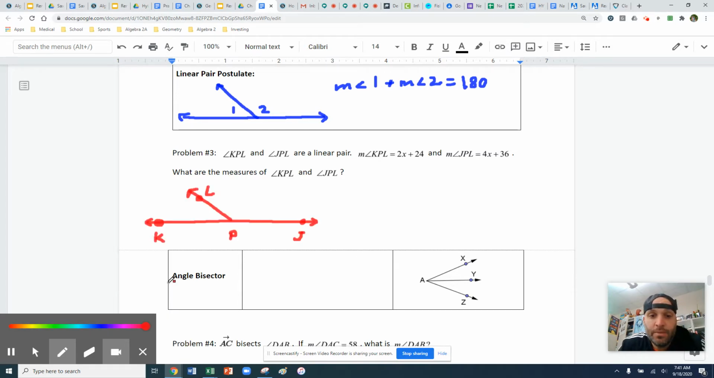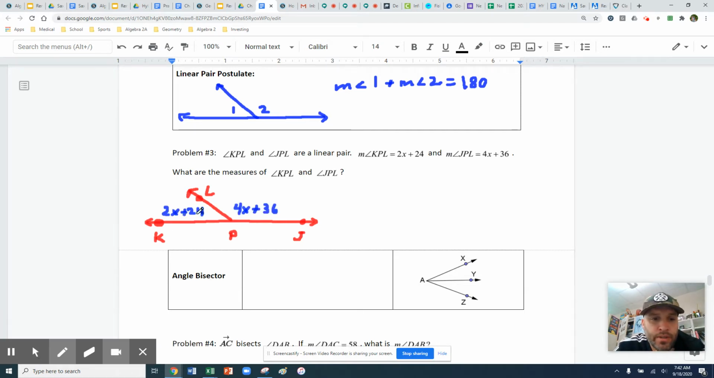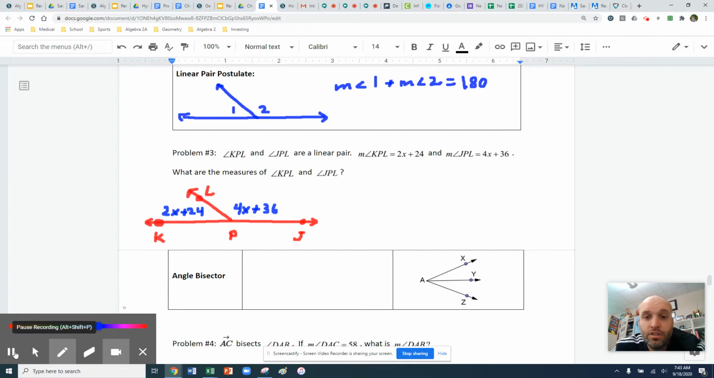In problem 3, KPL and JPL are a linear pair, so we're going to draw that out. Each of those angles are unknown. We have KPL is 2x plus 24, and then JPL is 4x plus 36. Ultimately, we want to find out what are the measures of KPL and JPL.